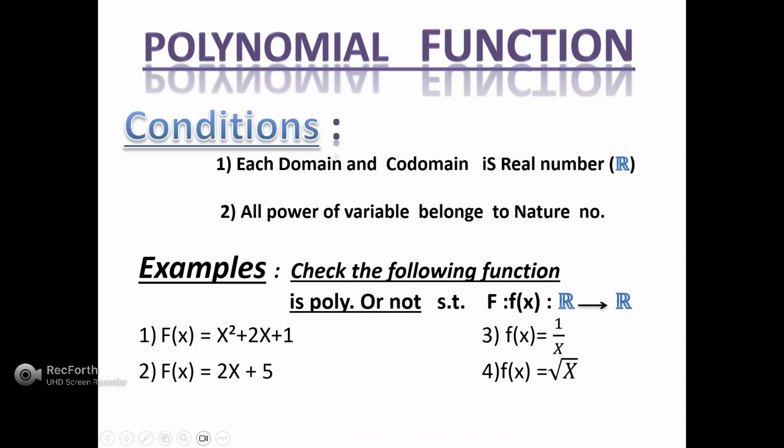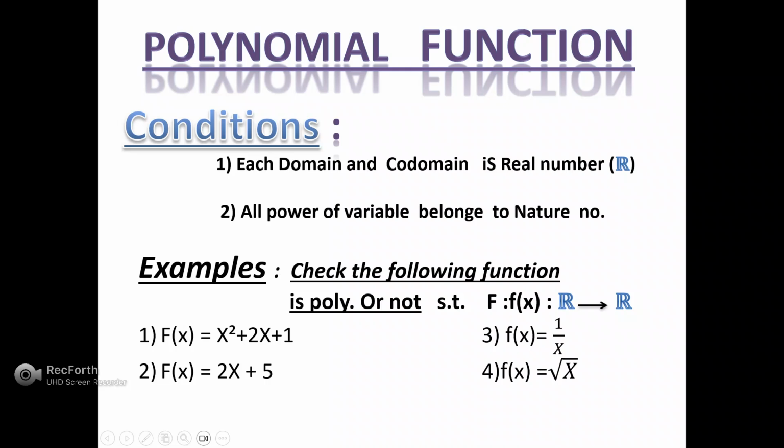All powers of the variable means letters like x, y, z and so on. Now we will check if the power of the variable is a natural number or not. Remember, natural numbers are 0, 1, 2, 3 and so on. Now we have f of x equals x power 2 plus 2x plus 1. First condition, the domain and codomain are real numbers. Second condition, all powers of the variable.